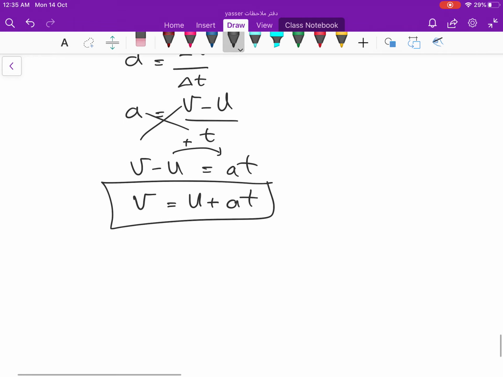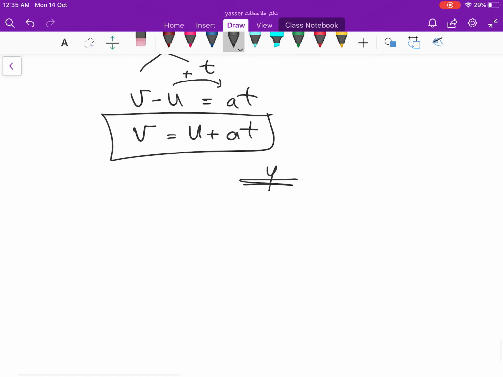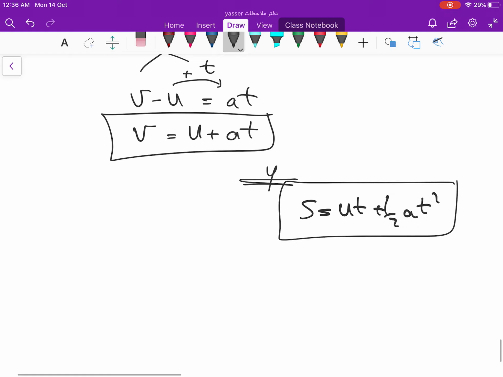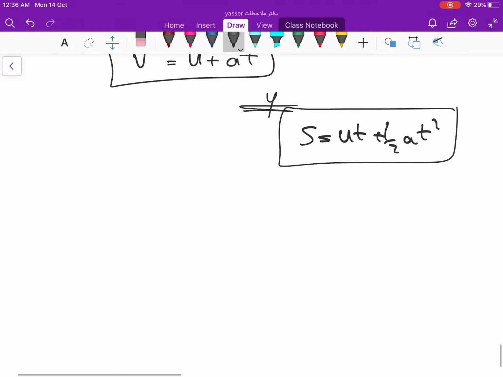Let's move to the derivation of the second equation of motion, where s is equal to ut plus half at squared. We are going to derive this equation, guys. Let's start with the average velocity. What is the average velocity? If we have initial velocity and final velocity, in order to calculate the average velocity, we find the average like this: the initial velocity plus the final velocity divided by 2. Here is the average velocity, and actually it is a constant velocity.